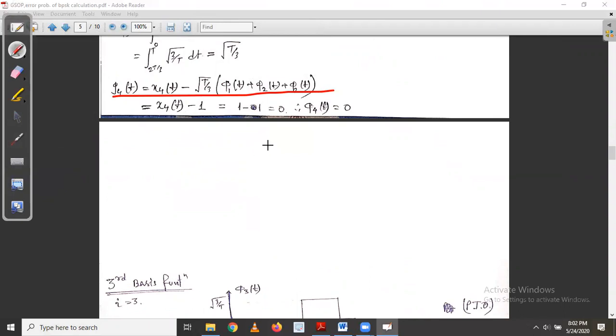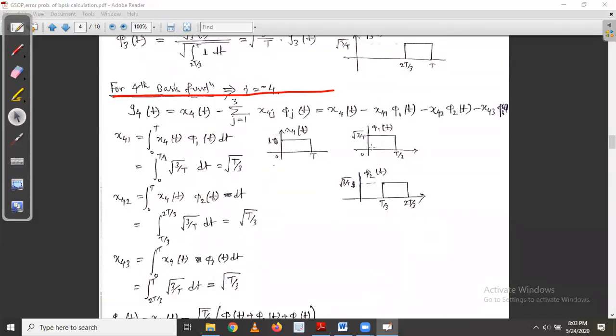Now what about phi 1, phi 2, phi 3? That is your root of 3 by t. If I'm adding all these phi 1, phi 2, and phi 3, what will you get?